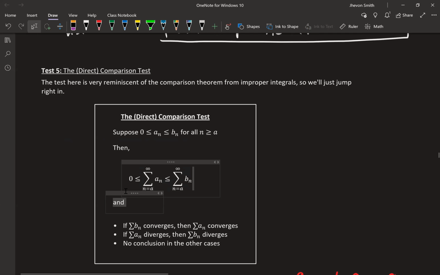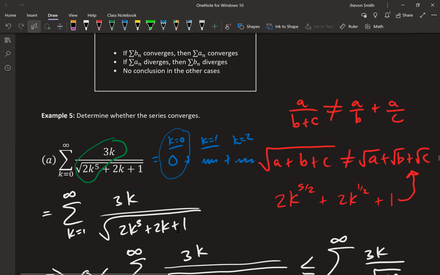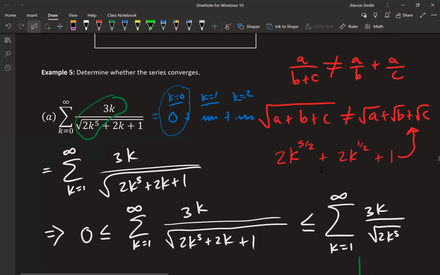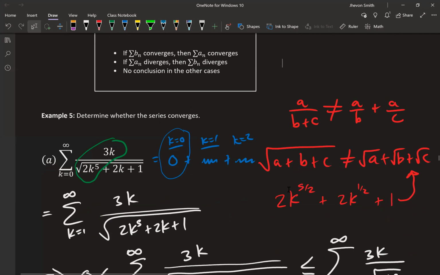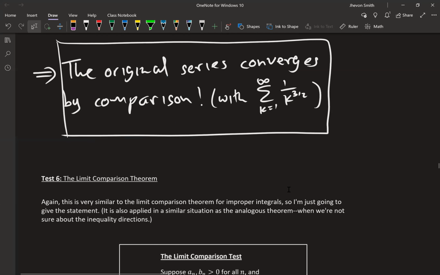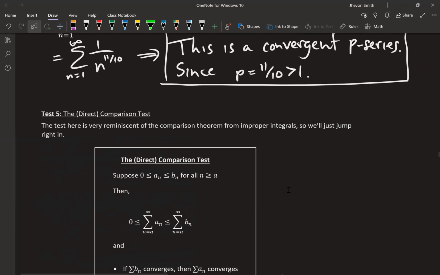I just set up this inequality right here, where my bn is the 1 over k to the 3 over 2. And the an is my original series. So I found a guy that's bigger, that converges. So the direct comparison test will tell me that the original series converges, right? Now, if I wanted to show it diverges, what I would need to do is find a smaller series that diverges. But we'll see more examples of that later on. But that's basically the direct comparison test.